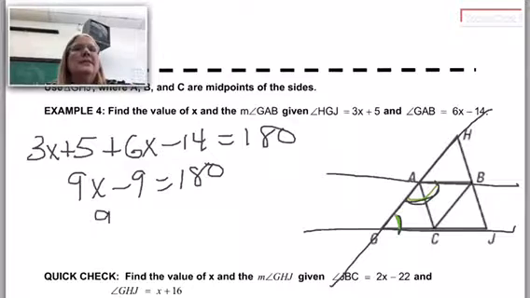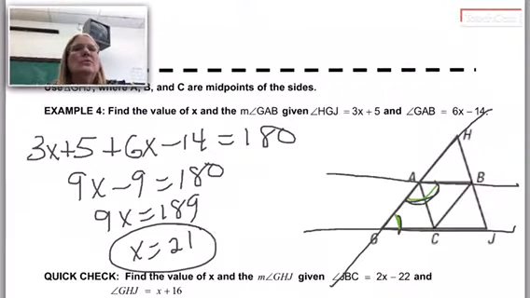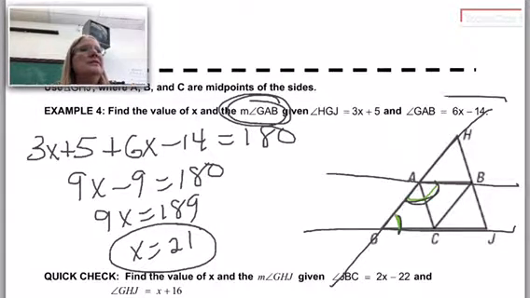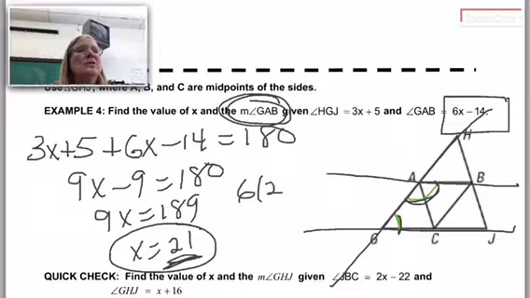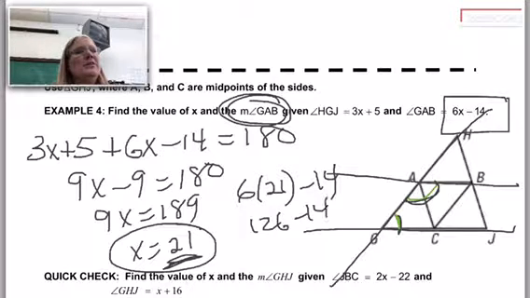Okay? And so if you do the algebra here, you should get x is equal to 21. And then go back, and they also ask you for the measure of GAB. And so GAB is 6x minus 14, so you simply substitute 21. So 6 times 21 minus 14. You get 126 minus 14 is 112.